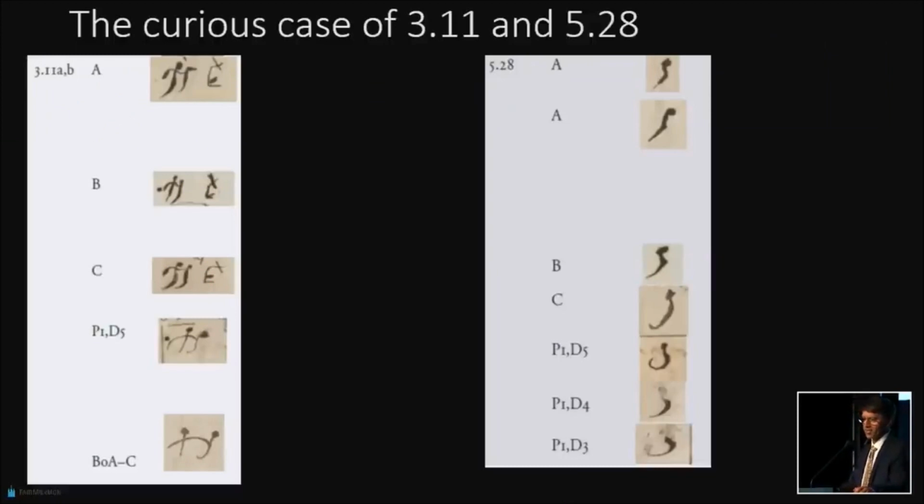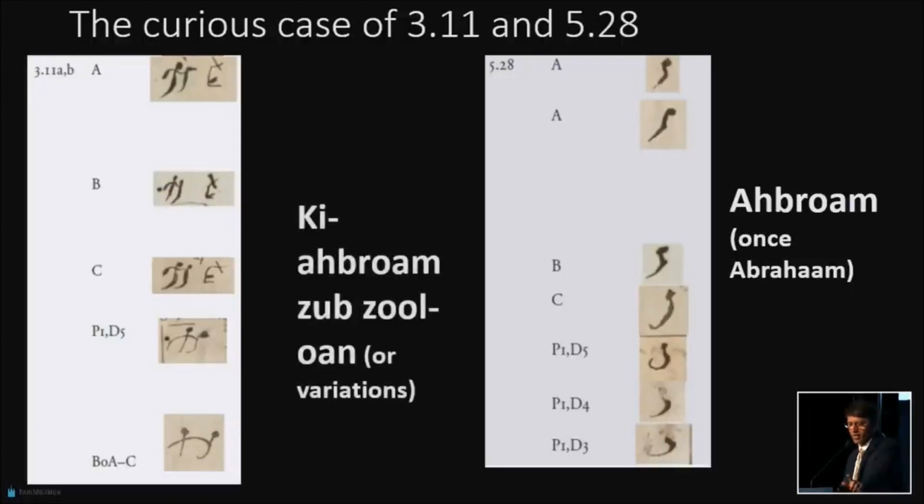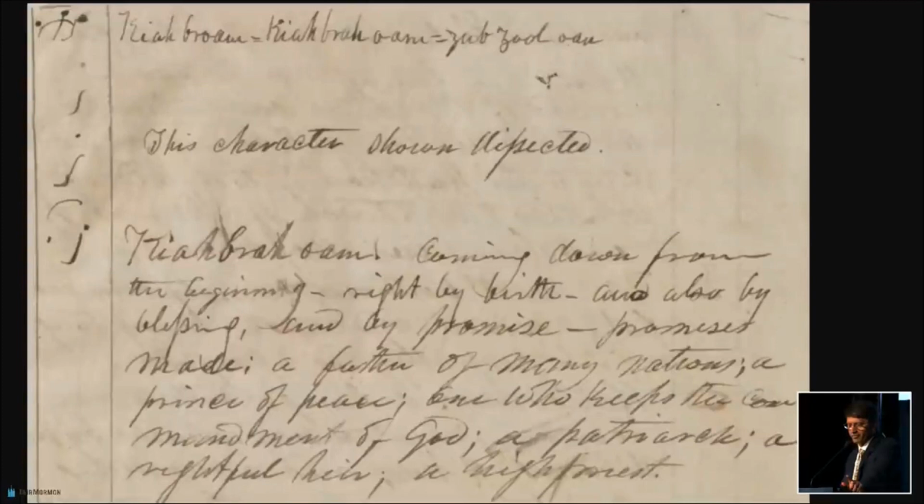But the interesting thing is that we have another character that's labeled, so the character on the left is labeled character 3.11, and the character on the right is 5.28. And that one is Abraham. And you can see that it is similar to the right-hand part of character 3.11, which is Ki Abraham Zub Zulan, or its variations, right? So 5.28 doesn't have Ki and it doesn't have Zub Zulan.